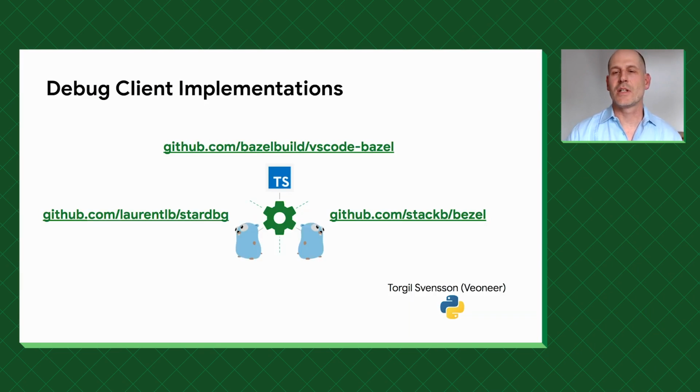Okay, let's shift gears a little bit and talk about the client implementations. The reference implementation is Bazel build VSCode Bazel, which is written by Tony Olivato and colleagues. Laurent Lebrun has also written a Go implementation, and this one, based on the Bazel tool, is based off Delve, which is a popular debugger for Go. Also a shout out to Torgil Svensson, who presented at the last build meetup about one written in Python. You can find his talk online.